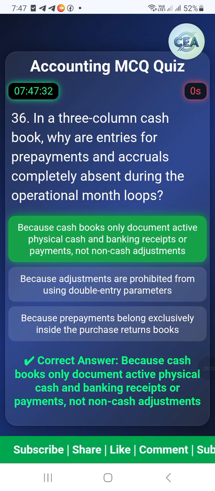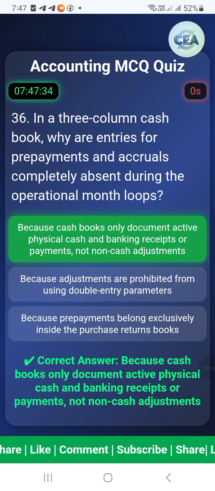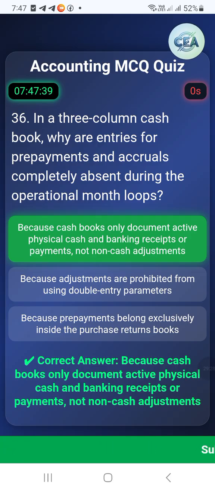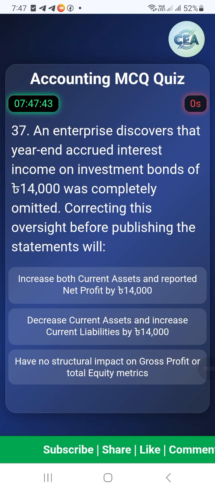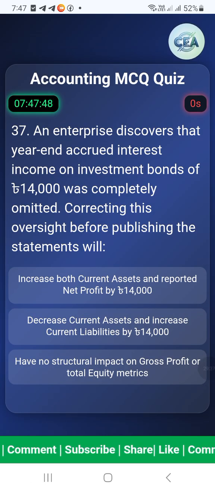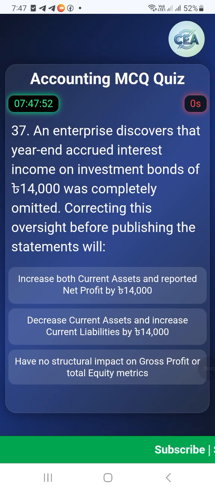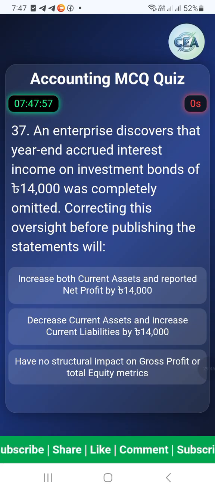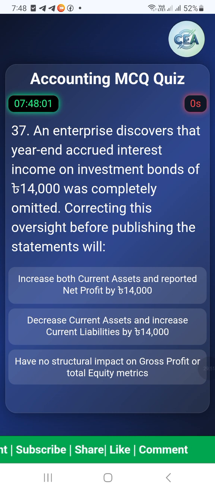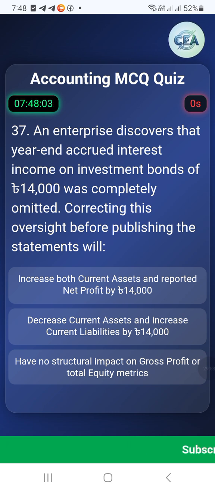Correct answer is because cash books only document active physical cash and banking receipts or payments, not non-cash adjustments. 37. An enterprise discovers that year-end accrued interest income on investment bonds of 14,000 takas was completely omitted. Correcting this oversight before publishing the statements will: Option 1. Increase both current assets and reported net profit by 14,000 takas.